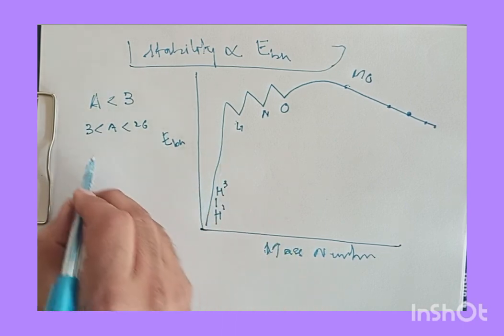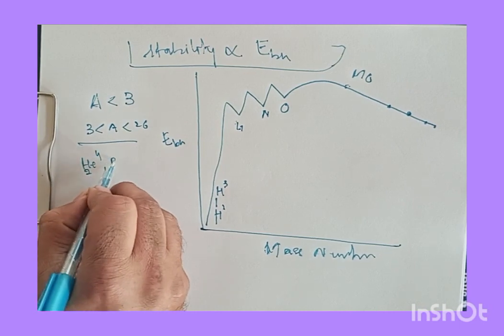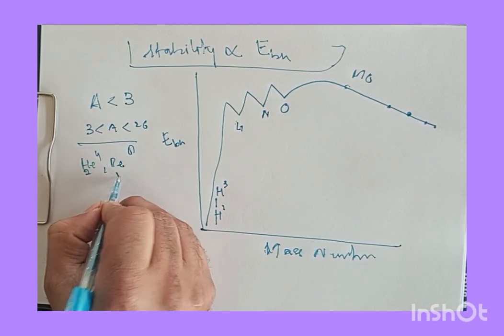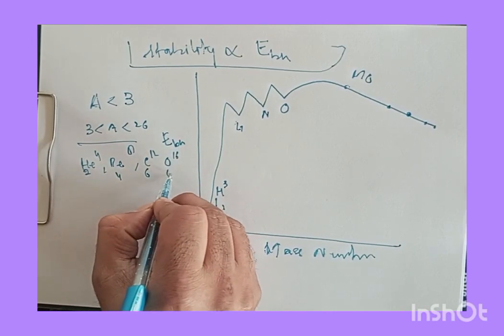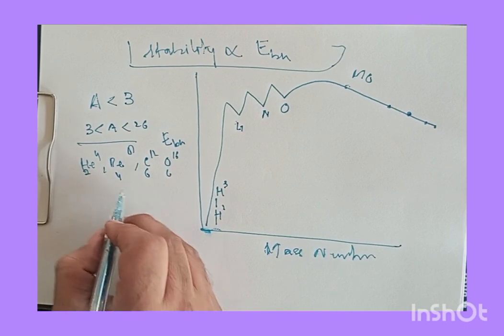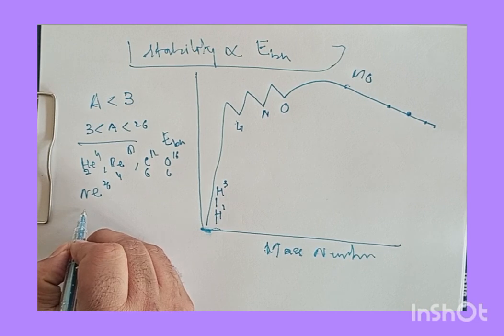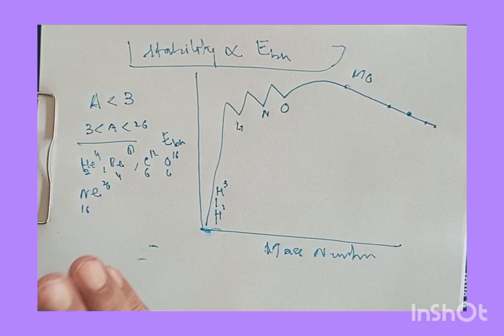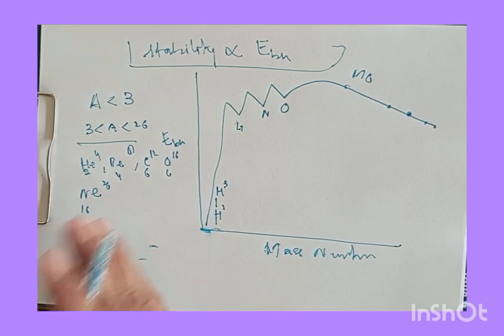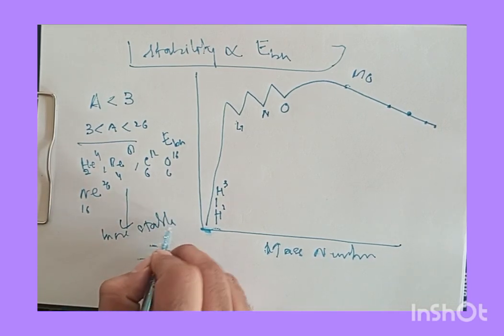For example, helium 4 with atomic number 2, beryllium 8 with 4, carbon 12 with 6, oxygen 16 with 8, and neon 20 with atomic number 10 have greater binding energy per nucleon than their neighbors. So these nuclei are more stable nuclei.